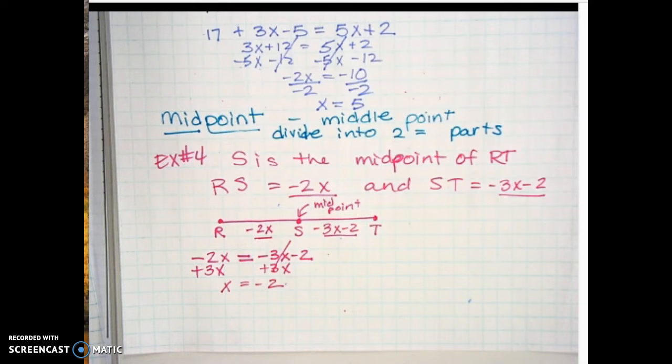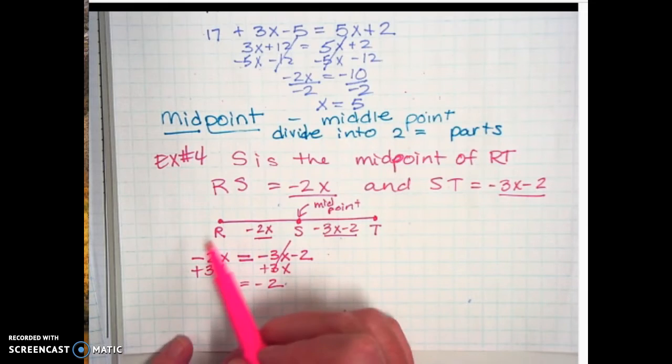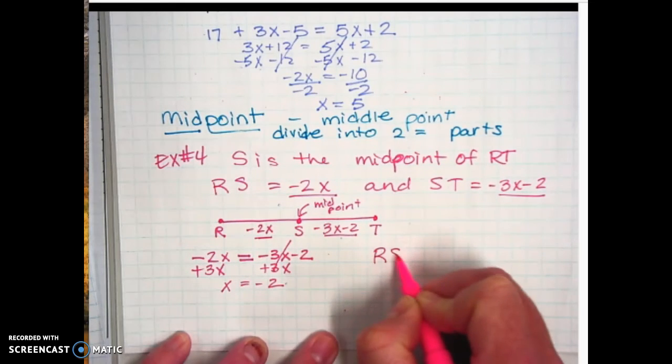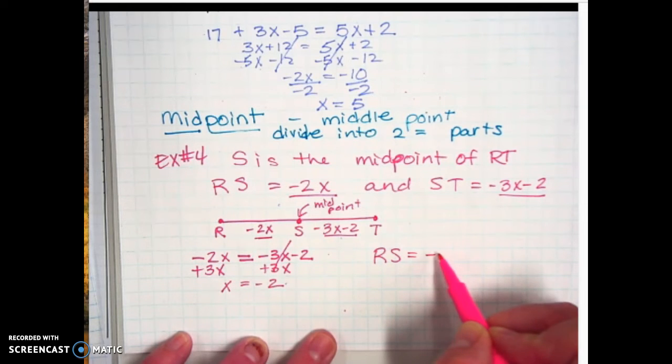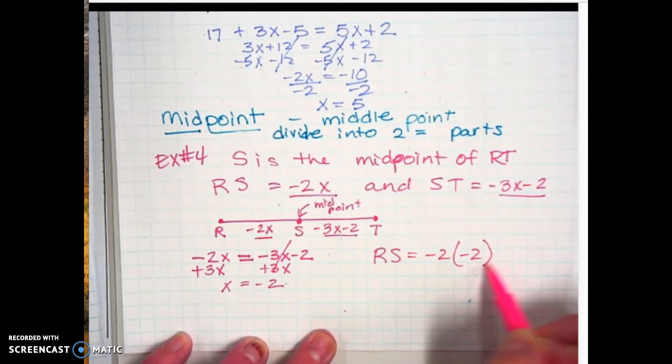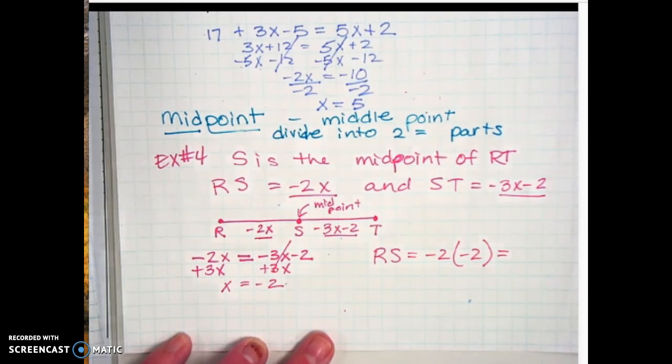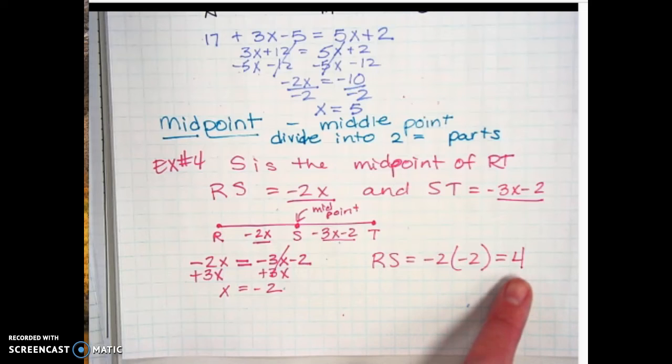Now it seems wrong, like we shouldn't have a negative answer, but that's not our final answer, right? That's just telling us what x is, but if we plug it back in, we should get positive numbers. So let's check. Let's check our RS. Our RS says negative 2 times x, so we are going to go negative 2 times negative 2, which ends up being positive 4. So as long as your segment piece ends up positive, you're fine.